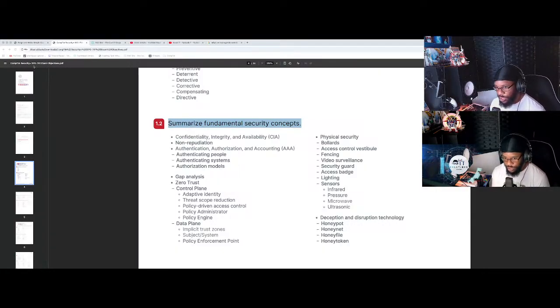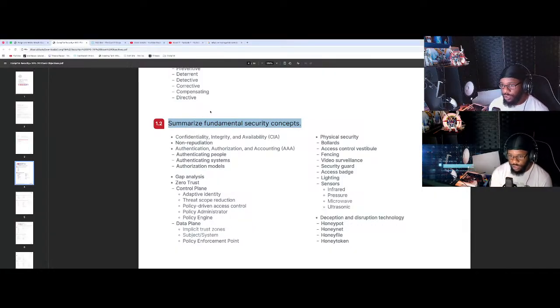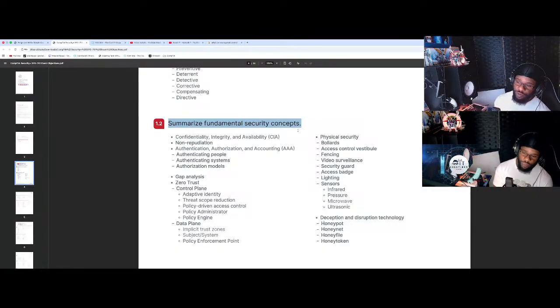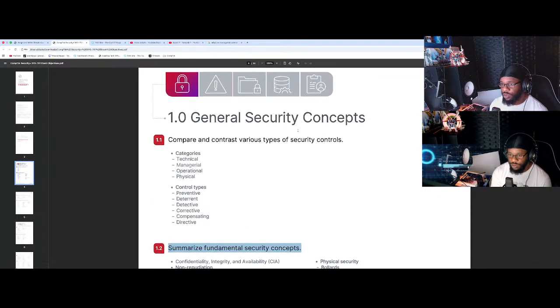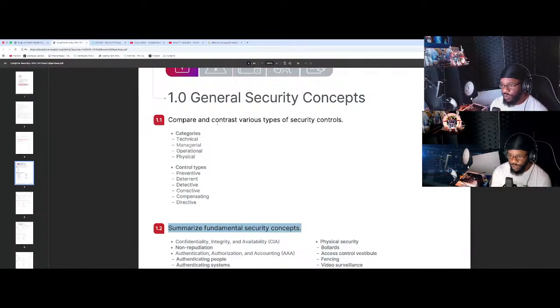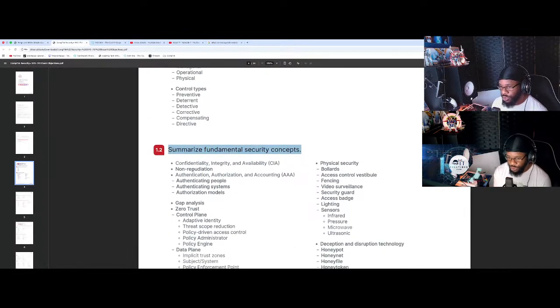All right, now that we got that out the way, we can hop right into section 1.2 of the exam. So they're asking us to summarize fundamental security concepts. All right, so yesterday we talked about section 1.1 where we compared and contrasted various types of security controls. I also introduced the concepts of the CIA triad.